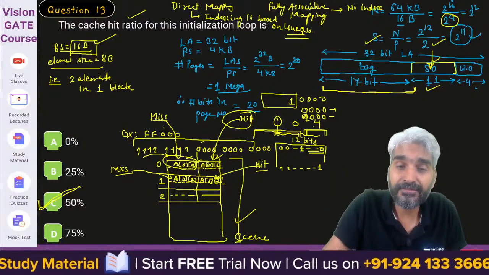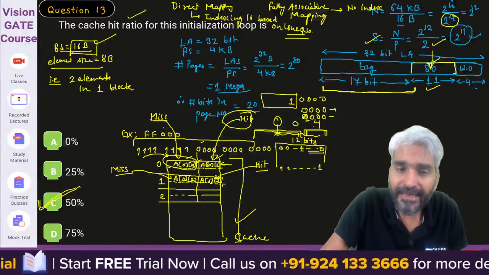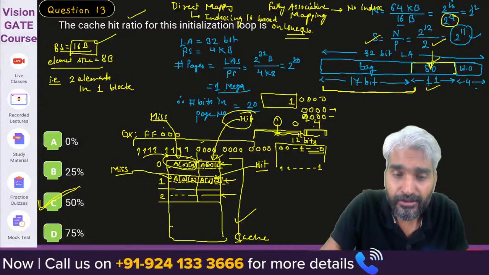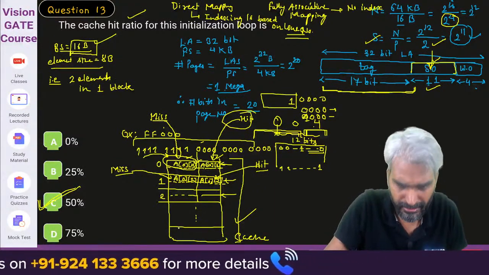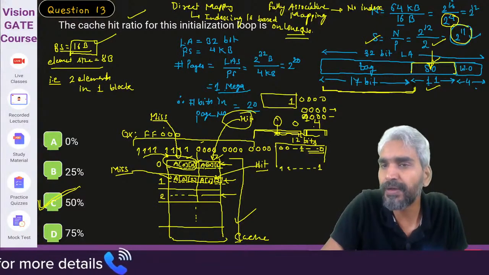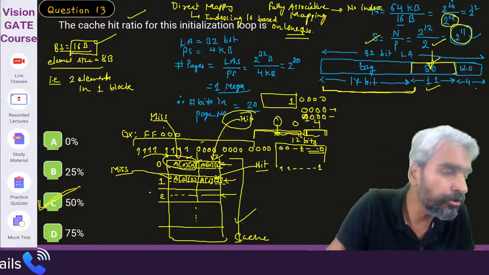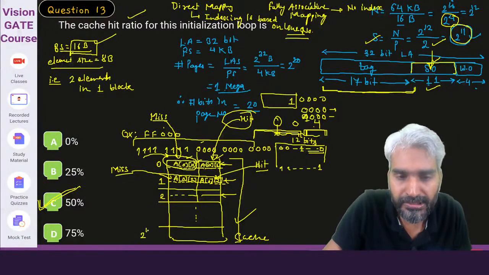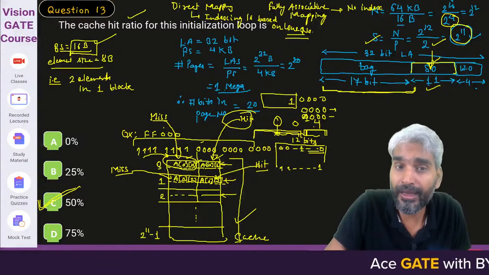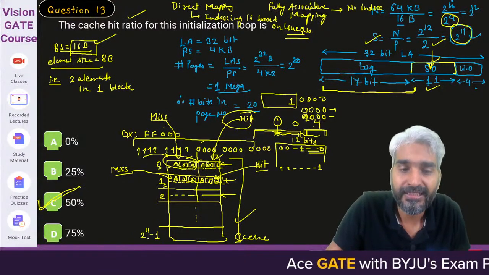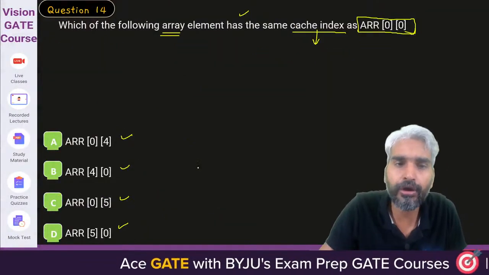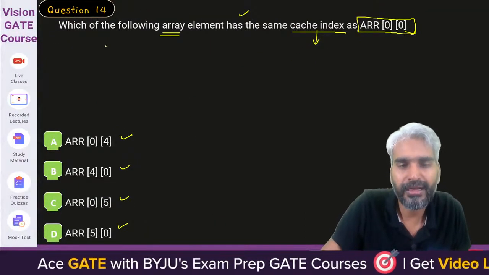Now, first two elements will be in set 0, next two elements will be in set 1, next two elements will be in set 2, right? So it works in a circular manner. So this is the last set. Overall number of sets are 2 raised to power 11. So starting from 0, the last set number will be 2 raised to power 11 minus 1. Ultimately, in one set there will be 2 array elements, in the next set there will be 2 array elements, and in set number 2 raised to power 11 minus 1 there will be 2 elements.